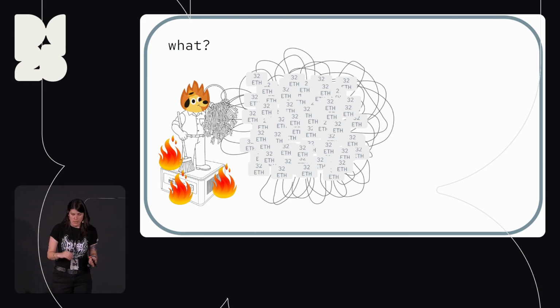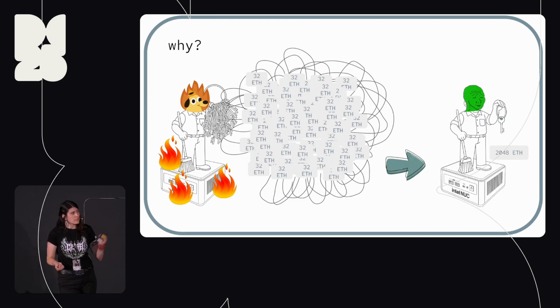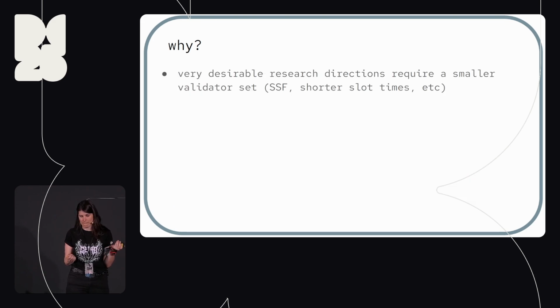So raising the MaxEB, the max effective balance of these validators, so that this operator can consolidate 64 of these 32 ETH validators makes it look more like this. They're running a 2,048 ETH validator on their machine, and they have one key for it. And again, consolidating does not adversely affect the decentralization of the network.